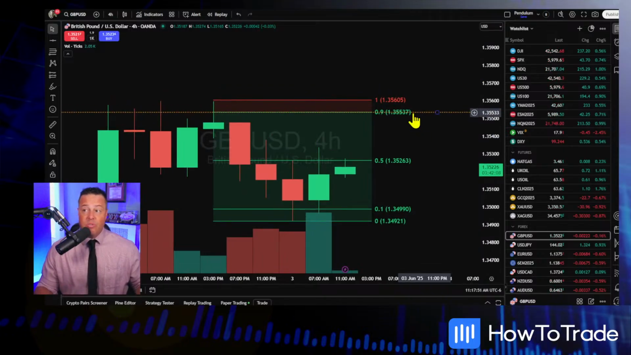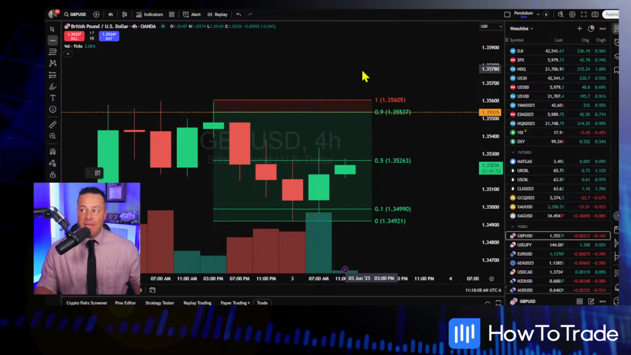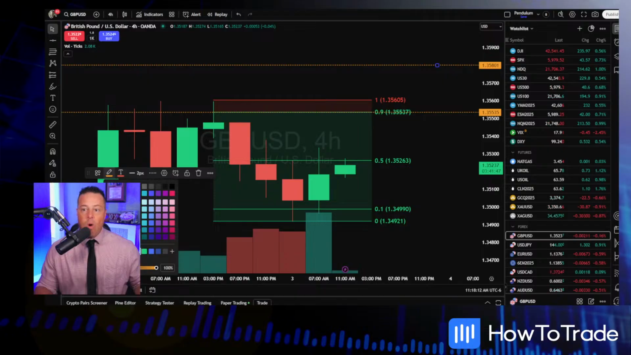The distance between your entry point and that first profit target, that 50% profit target, needs to be your stop loss. All right? So if you're looking at 135.53 and 135.26, that's about a 27 pip range. So you're looking at about 135.80. Something like that is going to be your stop loss. Now, why is that the case?